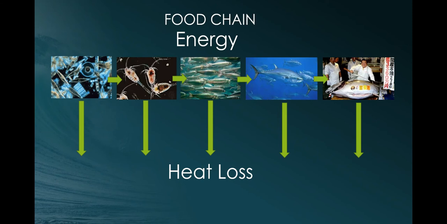So energy comes into the food chain, some of it gets transferred up, but eventually all of it gets lost as heat. This is another key concept about ecosystems. Energy does not get recycled. Energy flows through and eventually is lost.